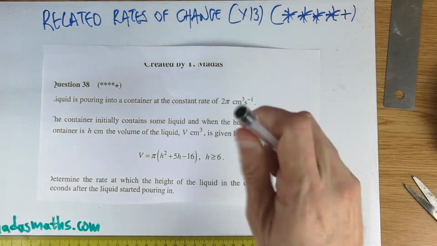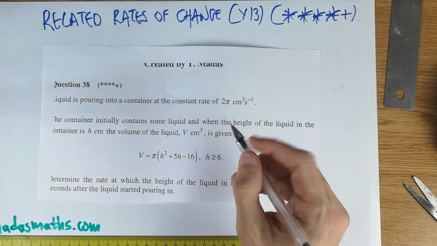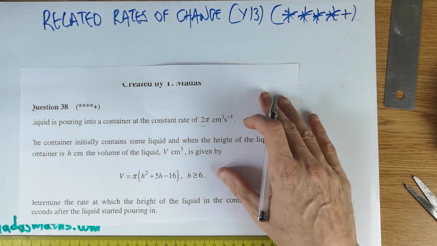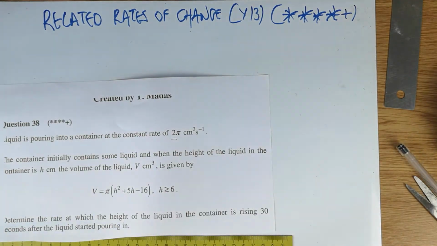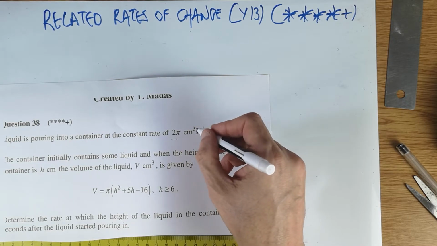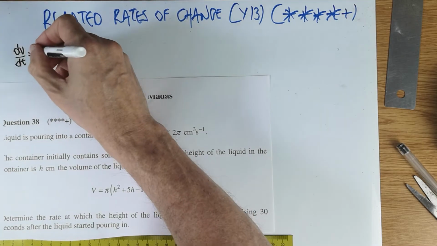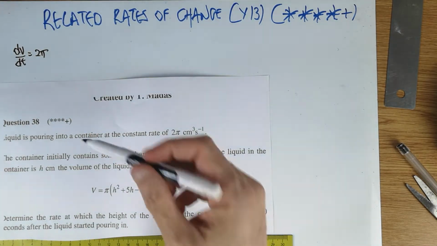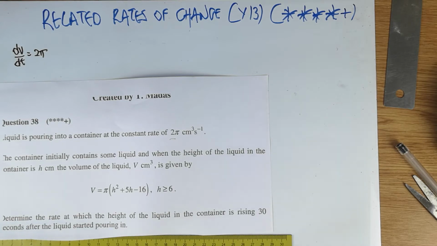What it's actually saying is that liquid, you can call it water, is pouring into a container at the constant rate of 2 pi centimeters cubed per second. So I'm going to start recording this down, because I cannot really leave that piece of paper there while I'm doing the video. What I have is a constant rate. The units tell me it is volume per second, so I'm being given dV by dt constant at 2 pi. The container initially has some water inside.